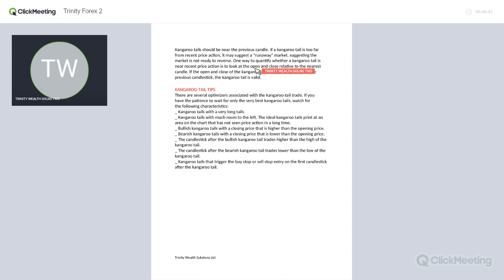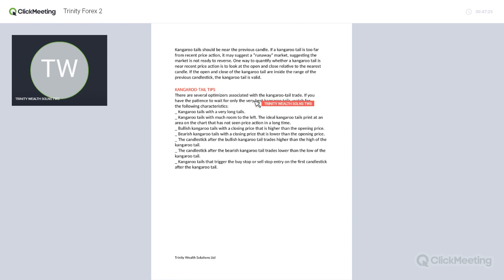One way to quantify whether a kangaroo tail is near recent price action is to look at the open and close relative to the nearest candle. If the open and close of the kangaroo tail are inside the range of the previous candlestick, the kangaroo tail is valid. You look at the previous candlestick, its open and its close, that is the body. Then you look at the kangaroo tail which has formed. Its body should be within that range, so that it can be swallowed, shadowed by the previous candlestick. All right, hope you get that.